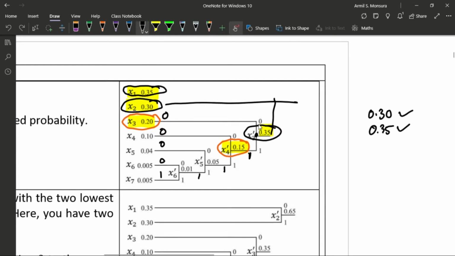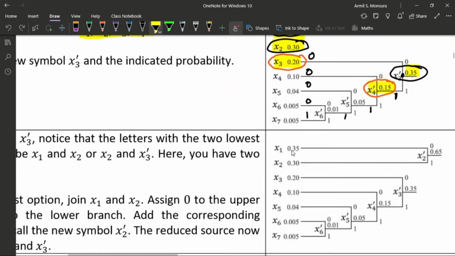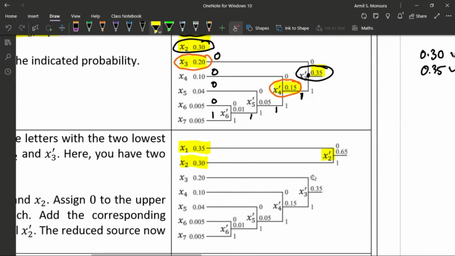Choosing the first option, that is, combining X1 and X2, I combine them in one node to create the X2 subset. The probability of that will be 0.65. Again, same thing: 0 is assigned to the top branch, 1 to the lower branch, and same thing here, I will just write their assignments from before. This is 0, 0, 0. This is 0, this is 1, and this is 1, 1, 1, 1, 1.